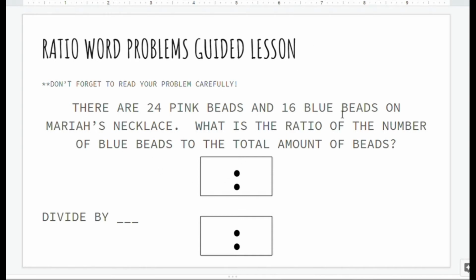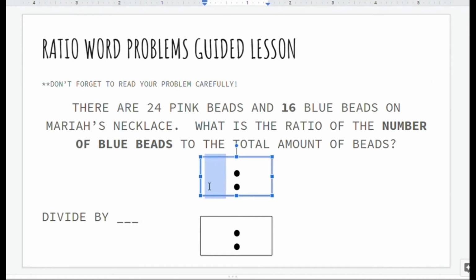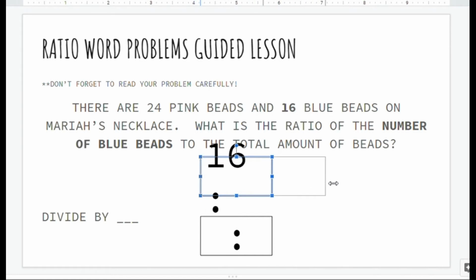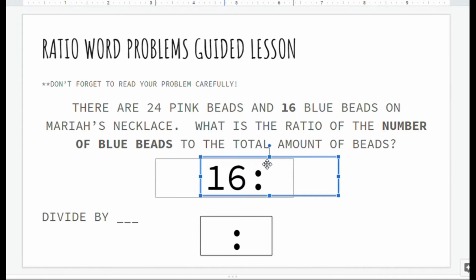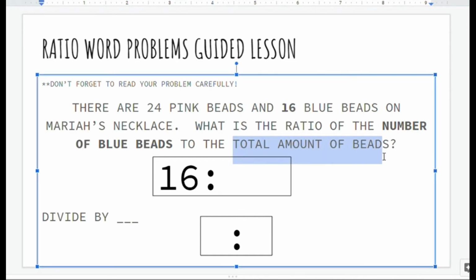Okay, so the first number that they are asking me for is the number of blue beads. So how many blue beads are on Mariah's necklace? Oh, there are still 16. Gonna put my 16 right here. So she has 16 blue beads. The second number is going to be the total amount of beads.